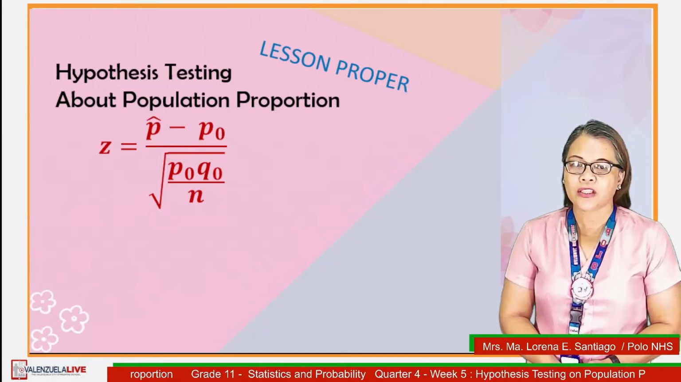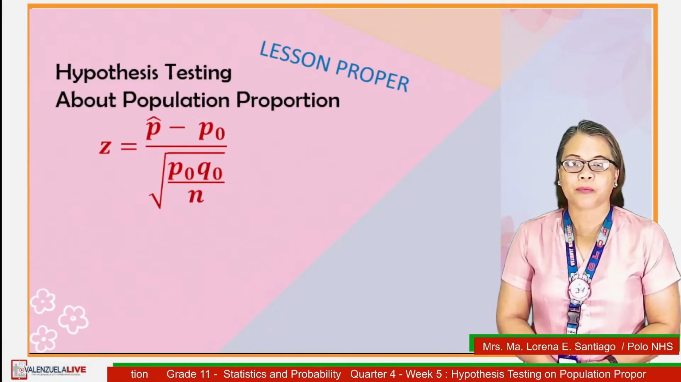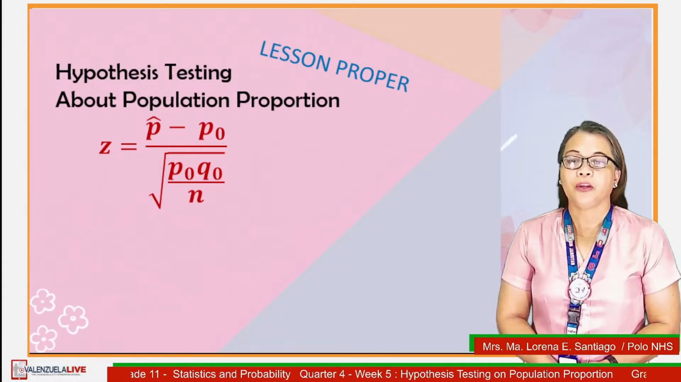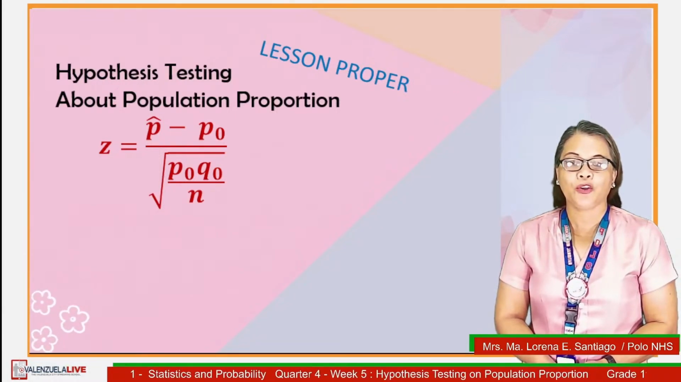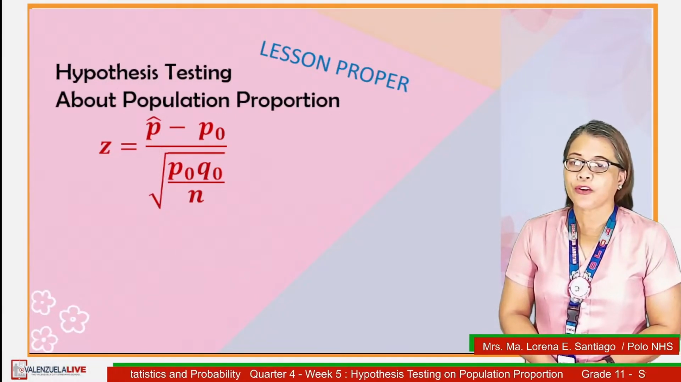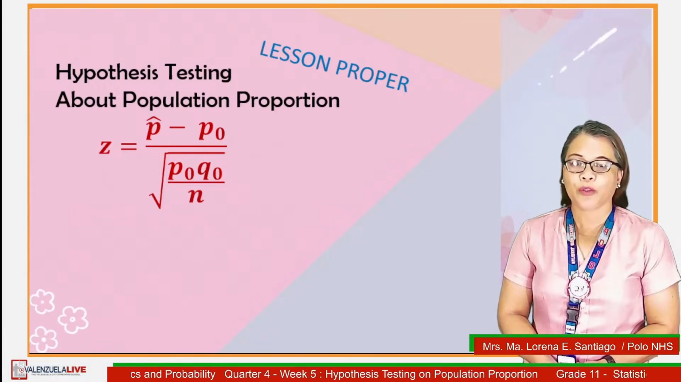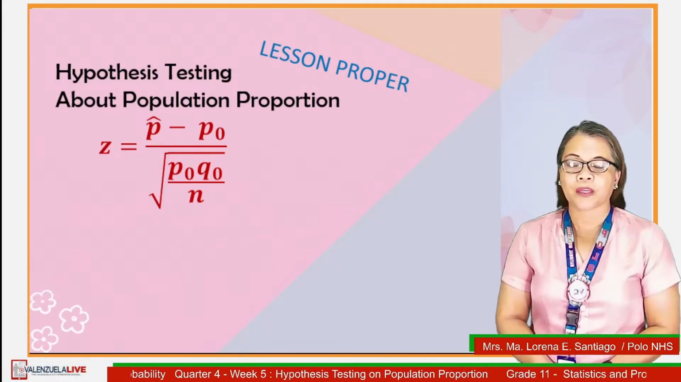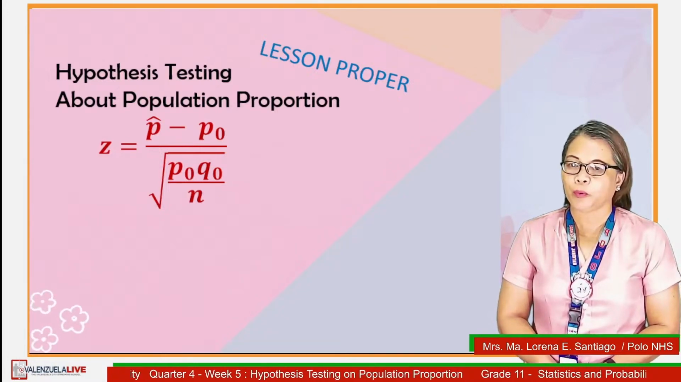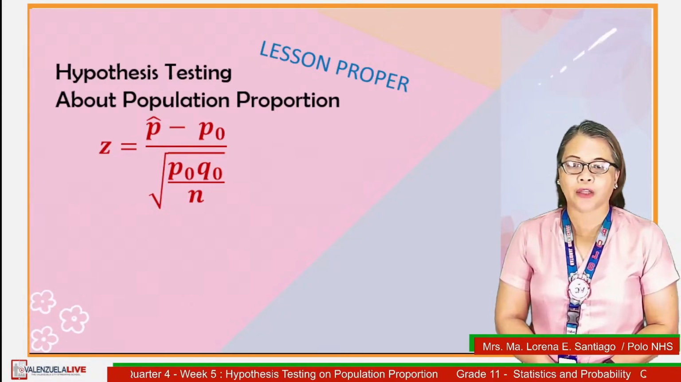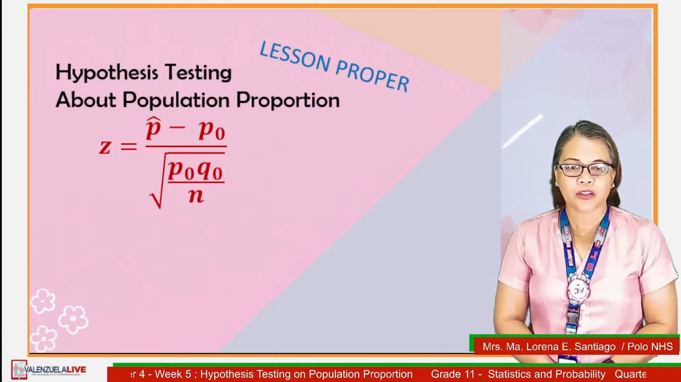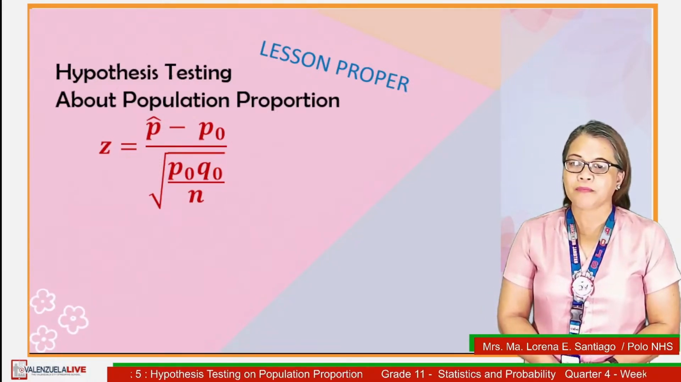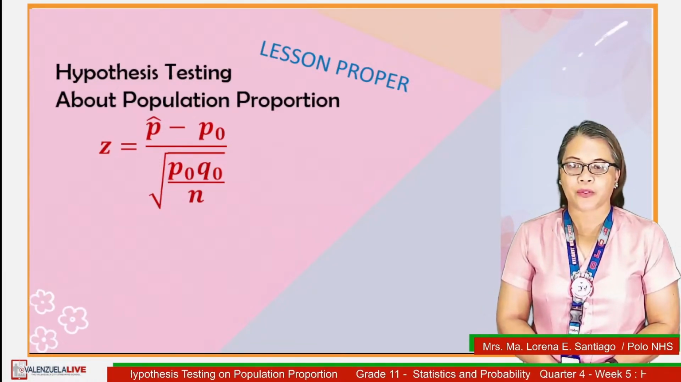In this lesson, you will understand the concept of hypothesis testing about a population proportion, the procedure, and steps in doing so. The procedure here is almost similar to what we did when we dealt with sample mean and population mean. The sampling distribution of proportion approximately follows a standardized normal distribution. The test statistic for proportion, p sub 0, is given as follows.